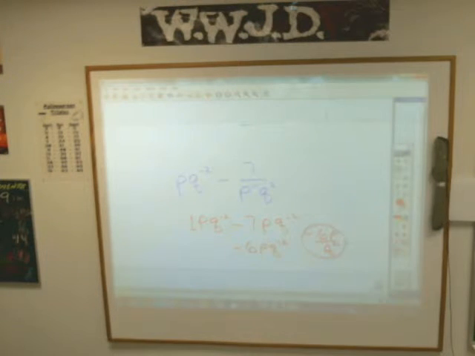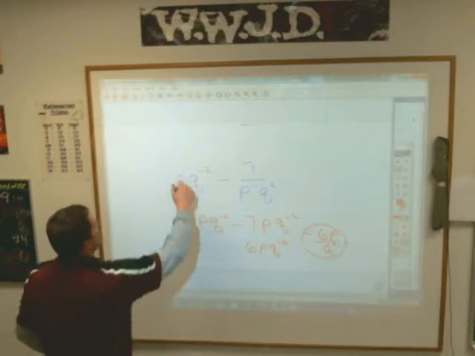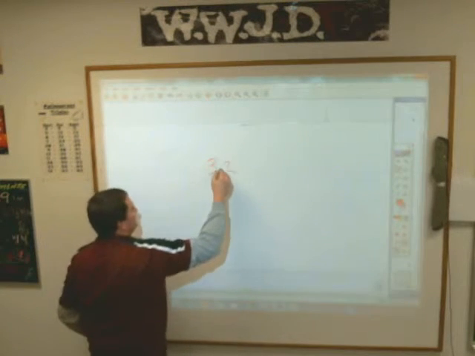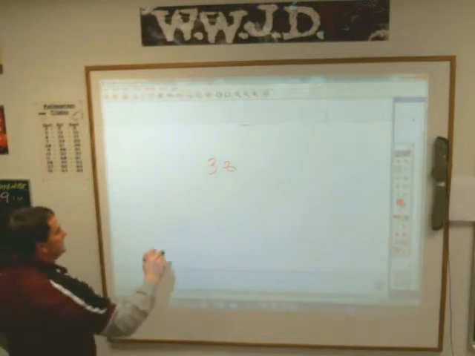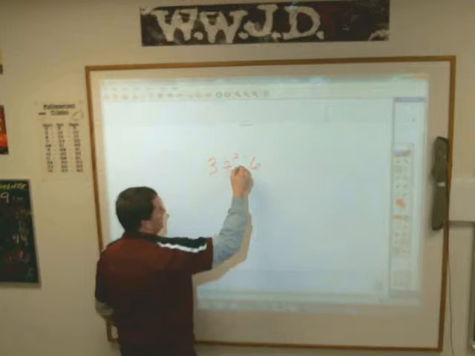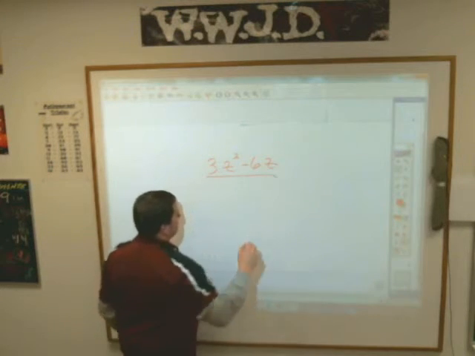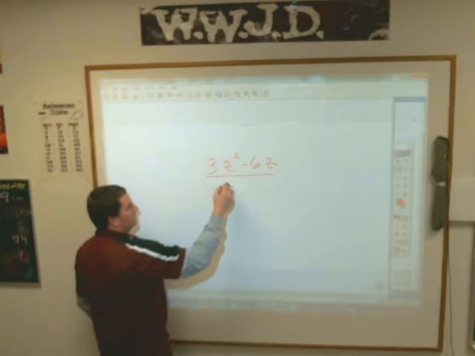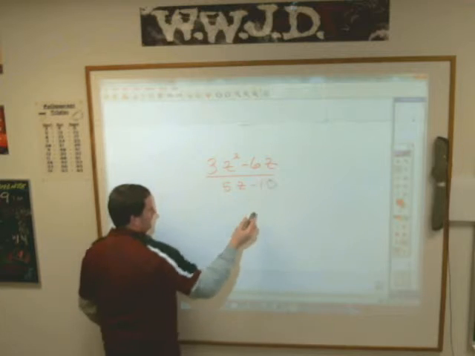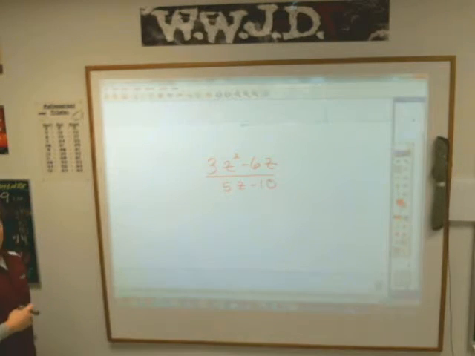Alright, how about this? I'm gonna give you one. 3z squared minus 6z all over 5z minus 10. I'll give you a second. See if you can simplify that into something more or less constructive.